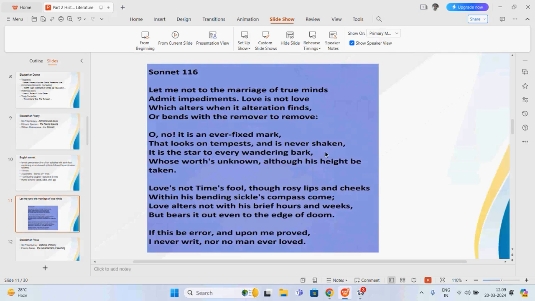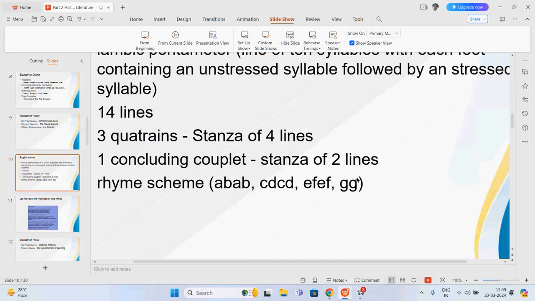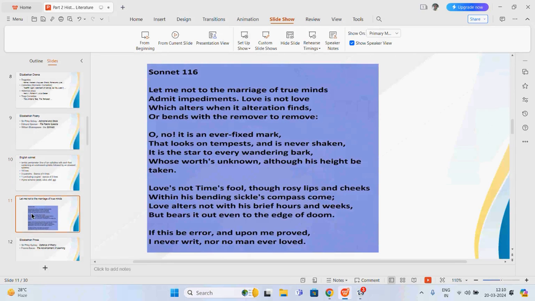Shaken, taken. Look at only the end sound. Cheeks, weeks, come, doom, proved, loved. These two match. So we have the last ones, GG. Same rhyme in the couplet, GG.